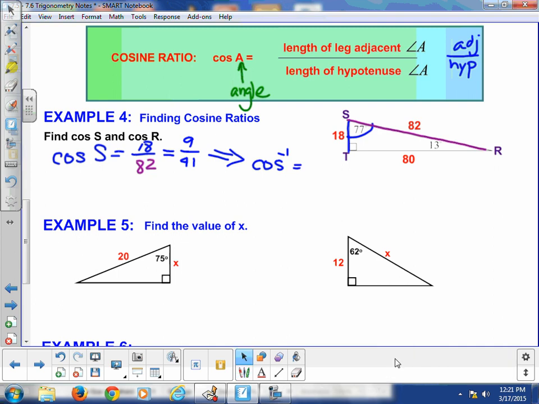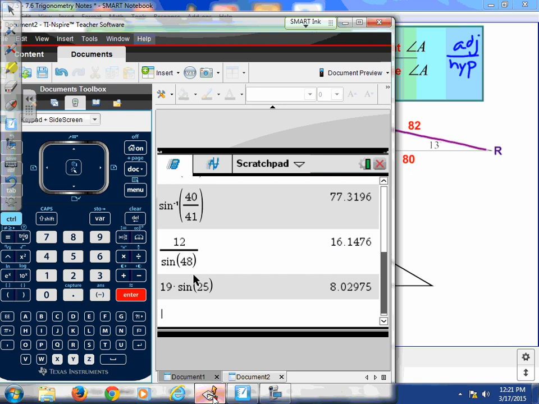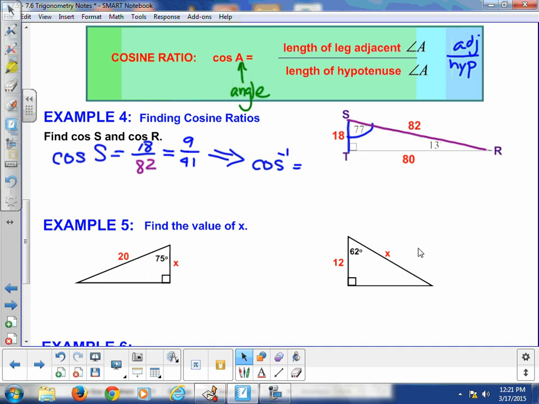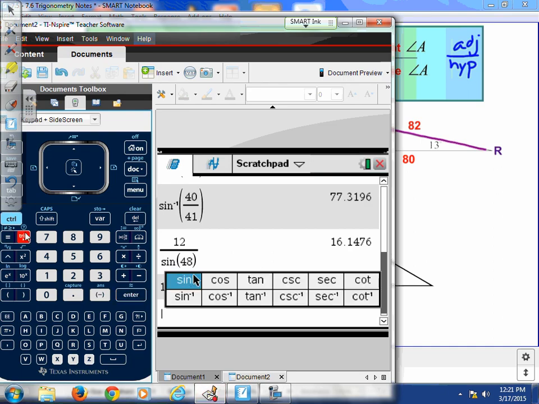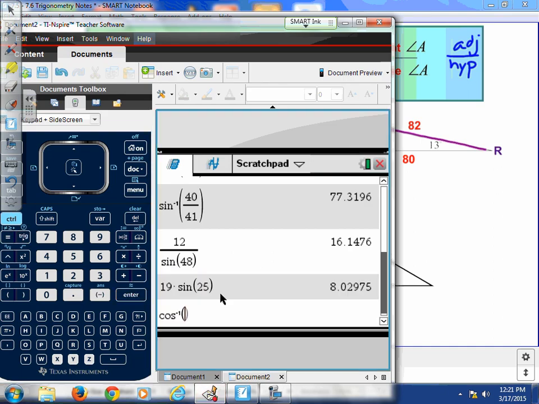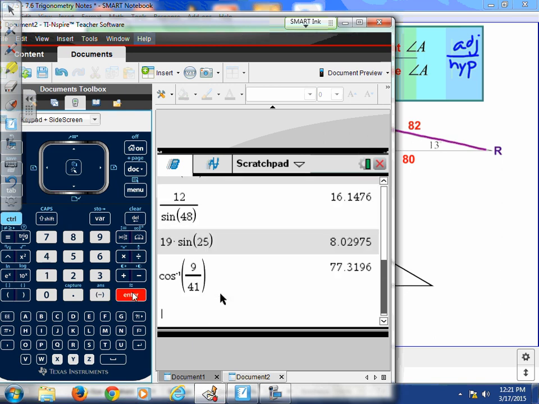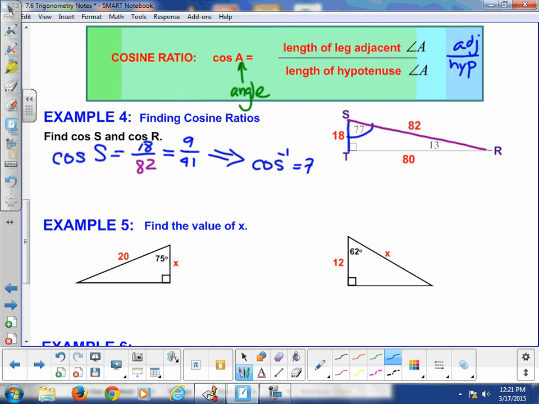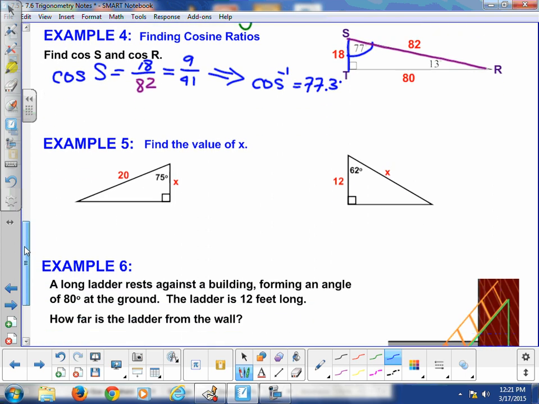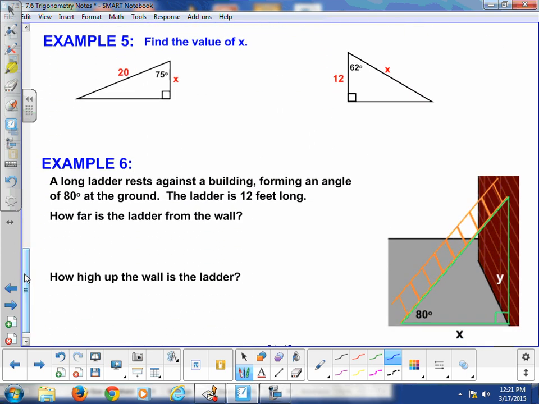So if I look at the inverse of cosine, what was it? 9 over 41. So inverse cosine, 9 divided by 41, and it's 77 degrees. Shocker. 77.3 degrees. Don't you love it? Look at that. We used 3 different trig functions and got that same number. Looking at these two, and then we'll be done, and we'll do the rest in class.